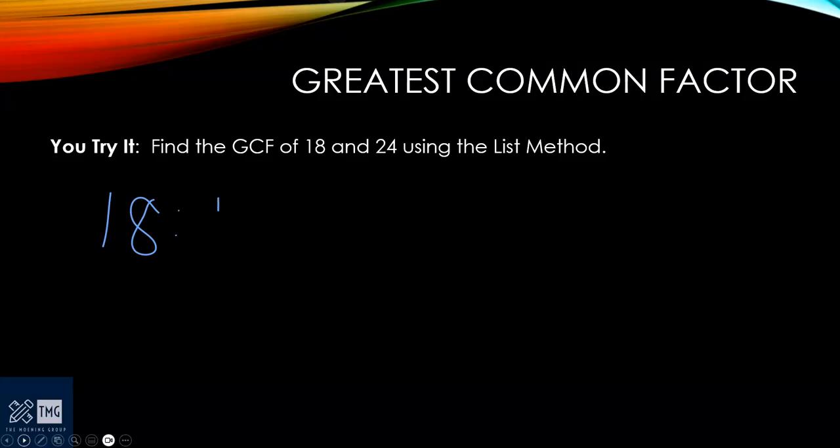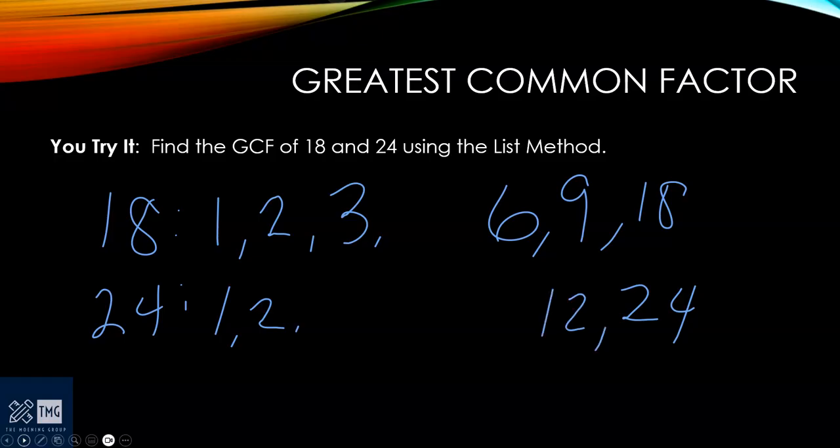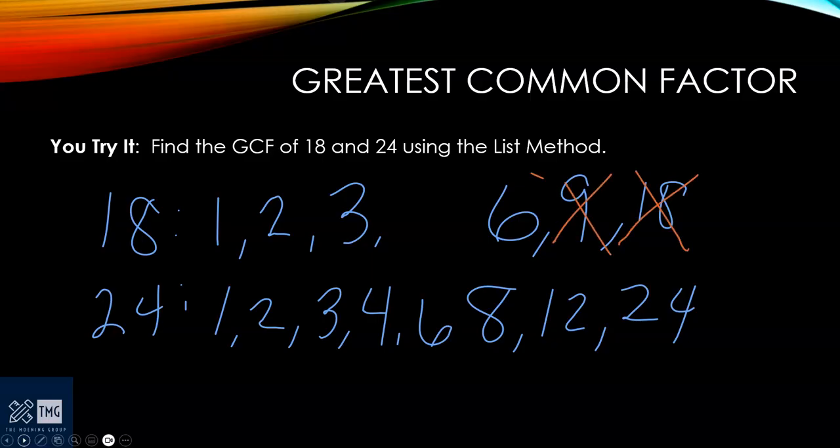So the factors of 18, 1 and 18, well, it's even, so 2 times 9. 3 goes in, 3 times 6, and that's it. Then I go to 24. Well, 1 times 24, it's even, so 2 times 12. 3 goes in, 3 times 8. 4 goes in, 4 times 6. Okay, so as we work our way through, 18 doesn't go in the other one. Nope, not 9. Yep, 6. There it is. So our GCF is 6.